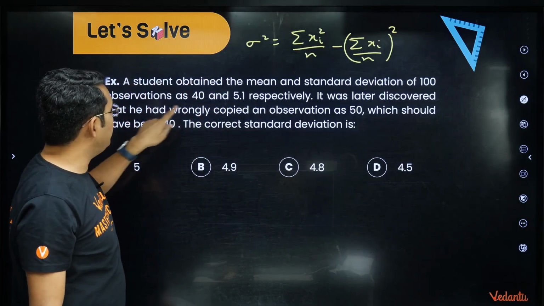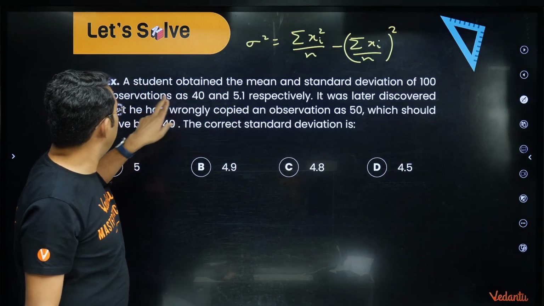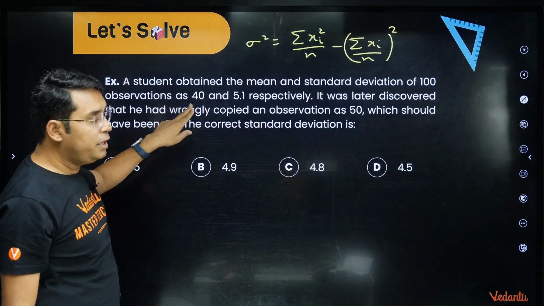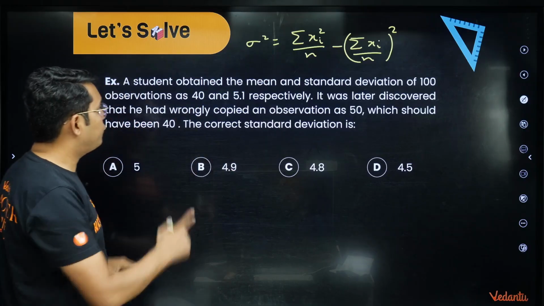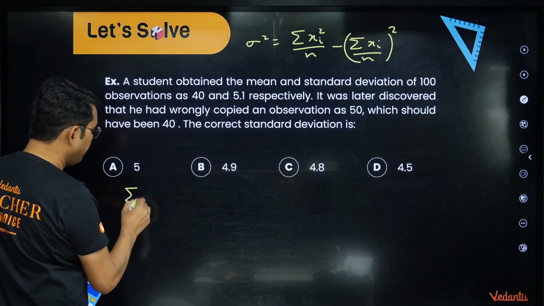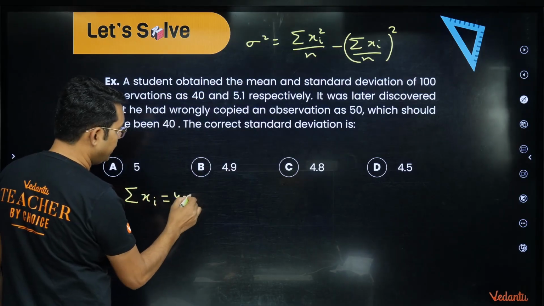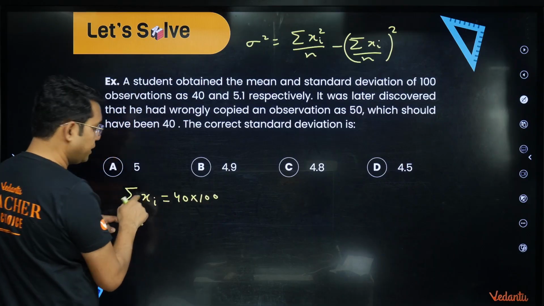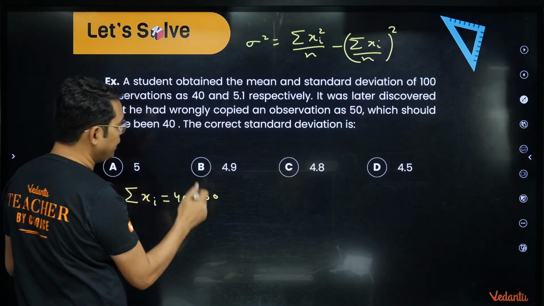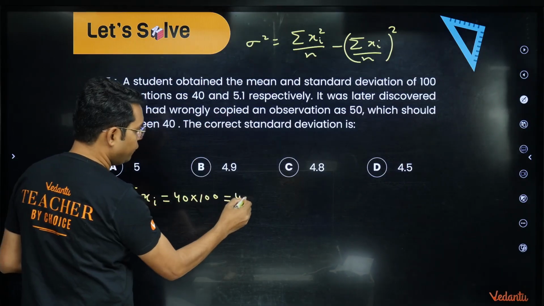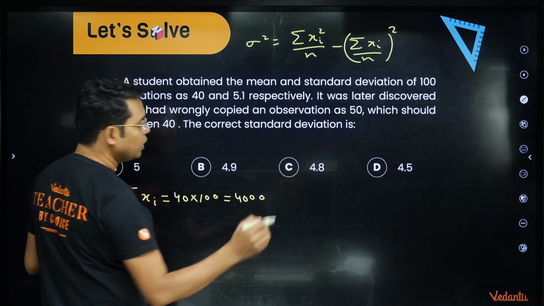Now we are given initially the mean is 40 of 100 observations. So from that we can directly say summation of xi will be equal to 40 into 100, because sigma xi upon 100 is 40. So the sigma xi will be 40 into 100, so 4000.